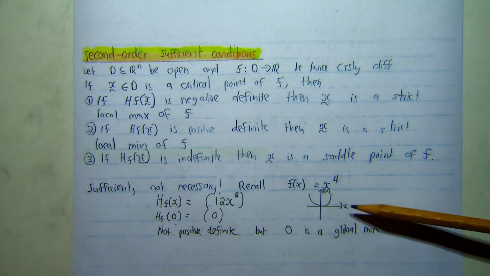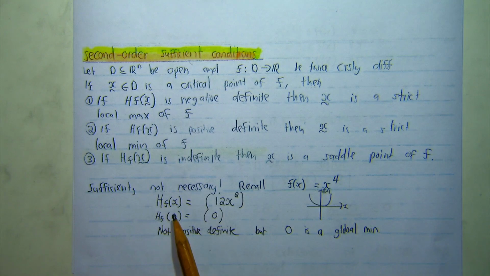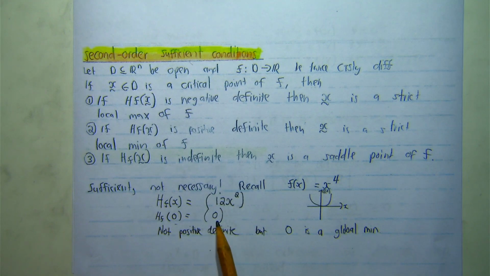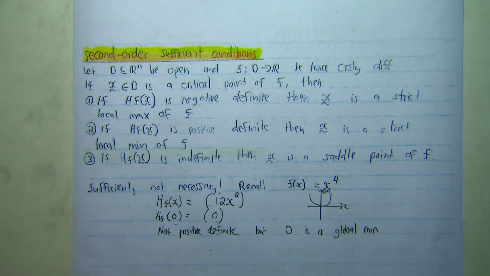An example of that would be f of x equal x to the 4. If you take the second order derivative test and put it into the Hessian matrix, it's really simple because it's only one dimension of input. You will get a Hessian matrix evaluated at 0 of 0, which is not positive definite, but very obviously 0 is still a strict local minimum of f. So just be careful. These are sufficient conditions, but they're not necessary. You can get local minima without this happening.